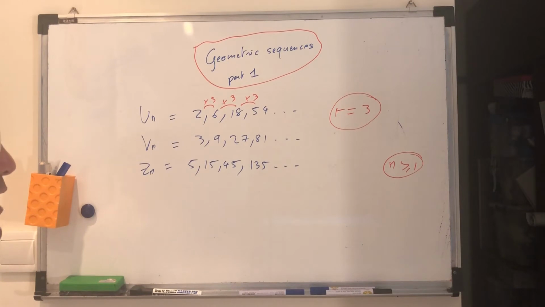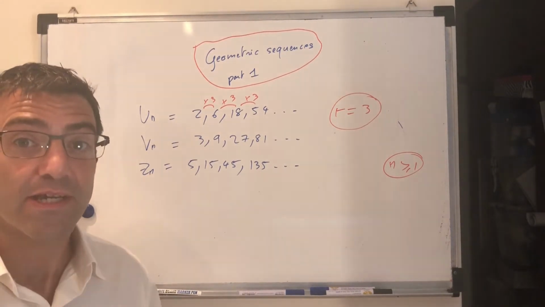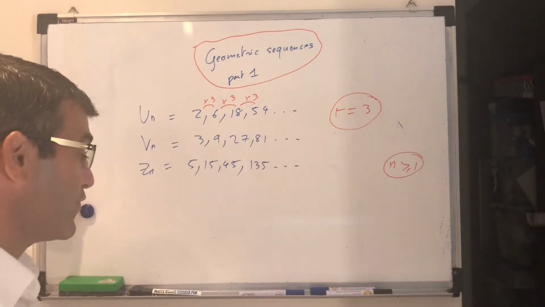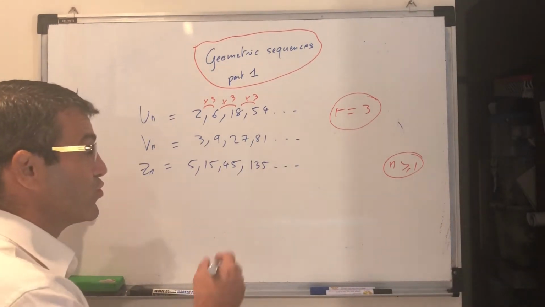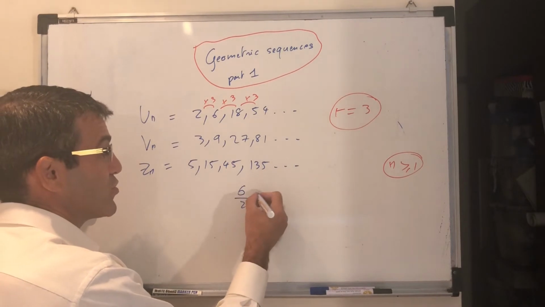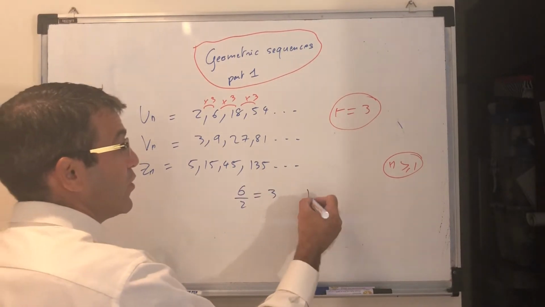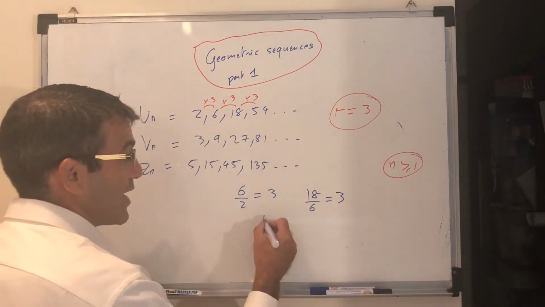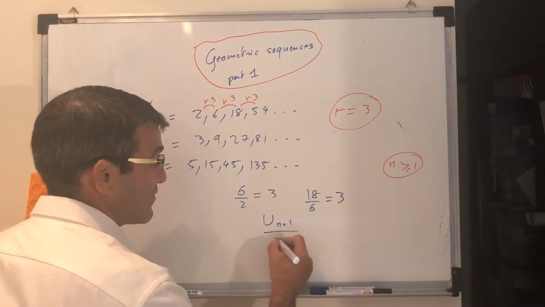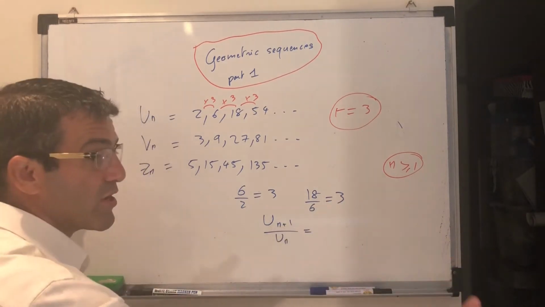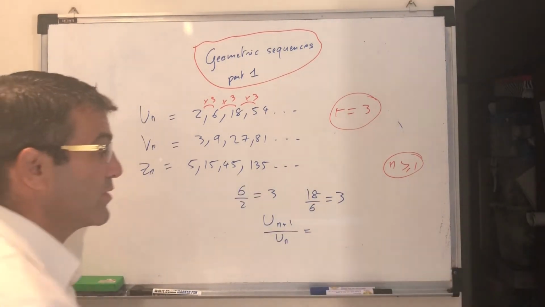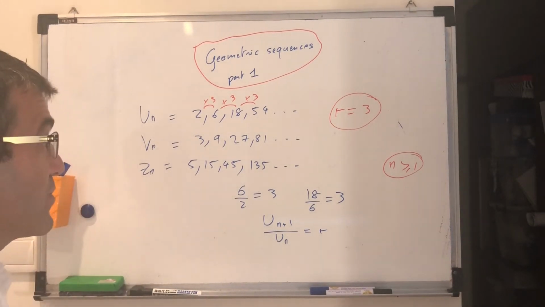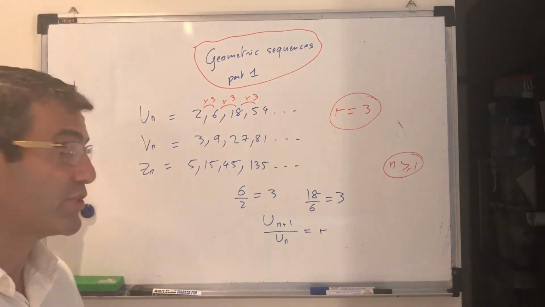The way that you can prove that is you can take the second term divided by the first term to see that that's true. So you should do, for example, 6 divided by 2 and show that that is 3, or 18 divided by 6 and show that that's 3. So in maths we say u(n+1) divided by u(n), the next term divided by the previous term, and that's usually going to be equal to the ratio for geometric sequences. Okay, so this is how we can find the ratio each time.